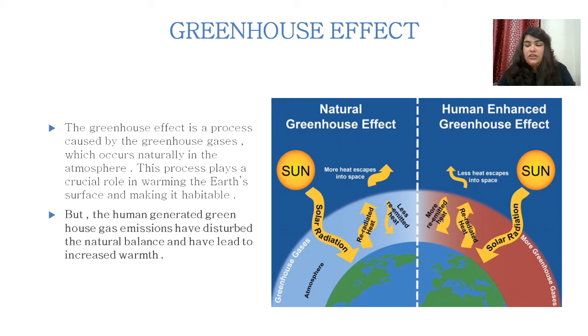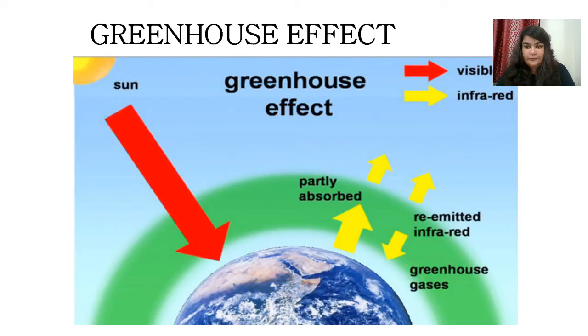So a very minor amount of the heat got to escape into space, and a majority of it was retained on the earth, right? But why is this a problem here? The human generated greenhouse gas emissions have disturbed the natural balance and have led to increased warmth, right? So these heightened global temperatures are referred to as the human enhanced greenhouse effect, right? So that is about it over here.